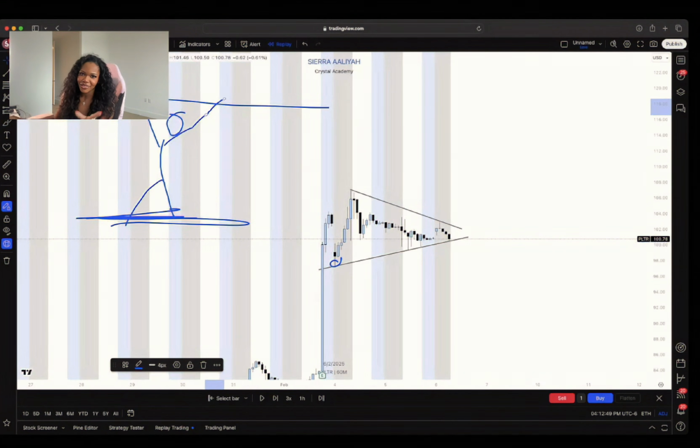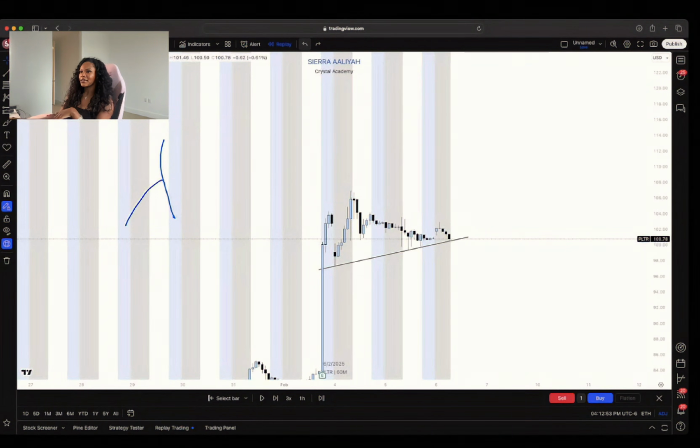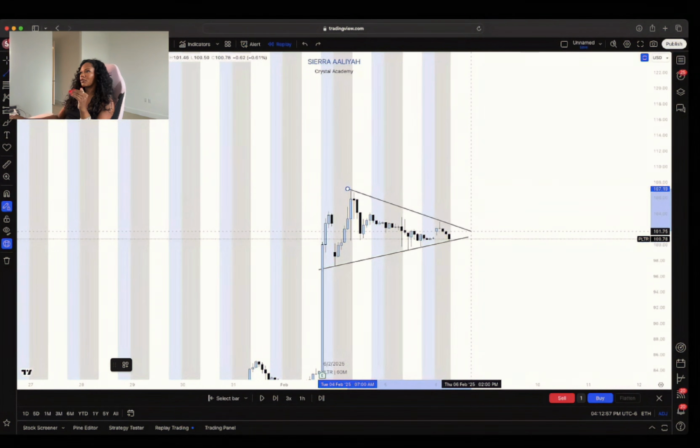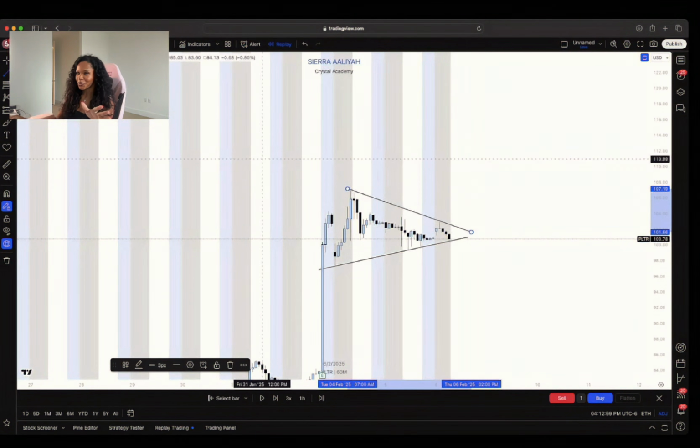I'm an analogy person, so when you guys learn with me, we're going to be having a lot of analogies. So anyways, now that we have those two lines here demarcating this little triangle, now I do have a PowerPoint for it. It's going to be super fun.